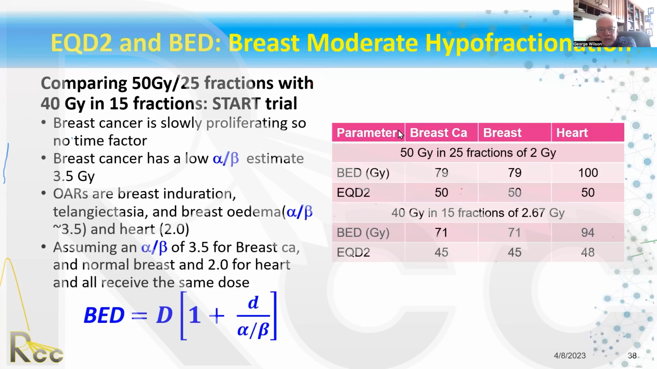This is an example, again, of moderate hypofractionation in breast cancer. This was the START trial over in the UK. They compared the standard fractionation of 50 gray in 25 with 40 gray in 15. Again, breast cancer is a pretty slowly proliferating tumor, a low alpha beta ratio, so no time factor. The alpha beta has been estimated to be about 3.5 gray.